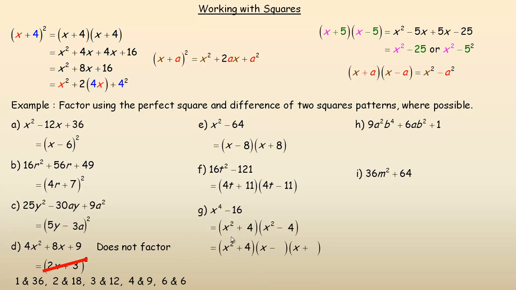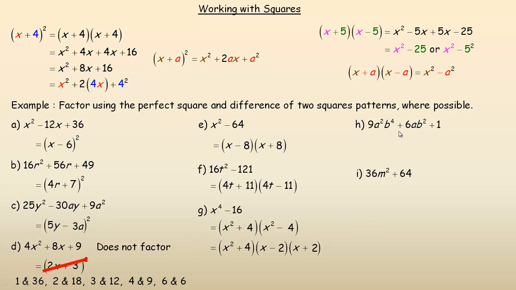So what we would do is write the x squared plus 4 down, and then this is going to factor into x minus something, x plus something, and the two numbers here are the square roots of 4, which would be, well, negative 2 and positive 2. So there's actually three factors of x to the 4th minus 16: x squared plus 4, x minus 2, and x plus 2.